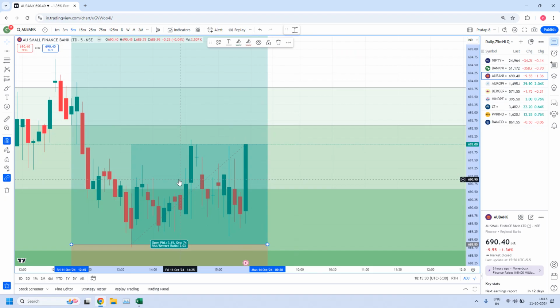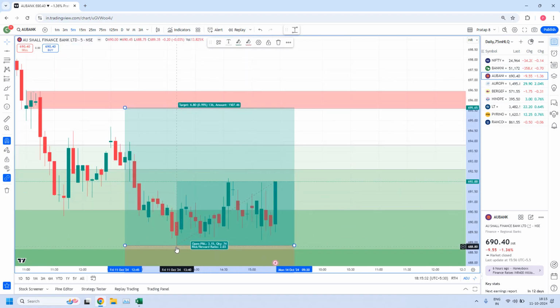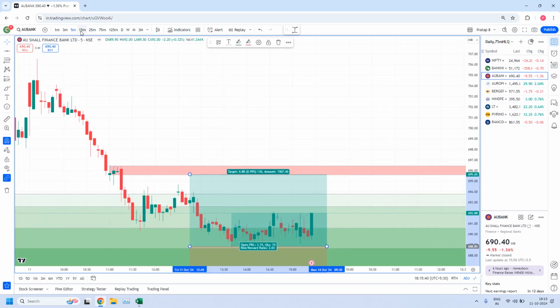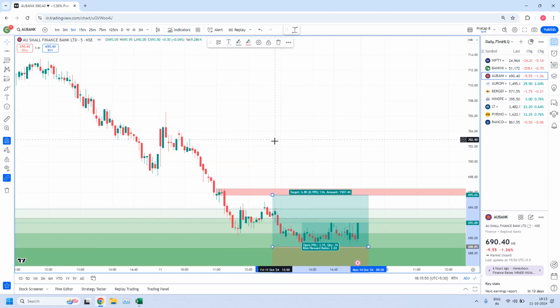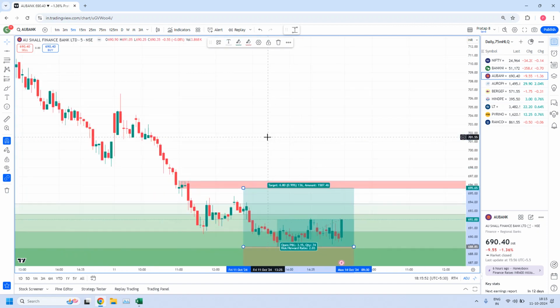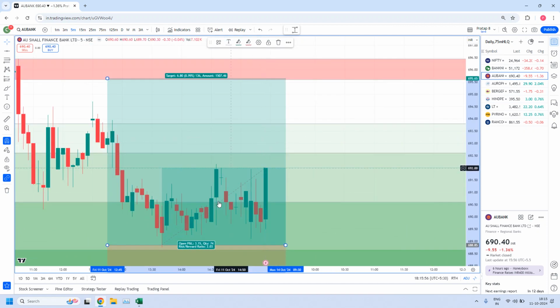You got only 1:2 RR. With this small entry buffer, your trade would have been executed, but you are still getting only 1:2 RR, up to the 15-minute zone. You have a drop base drop. Here we have a technique to reduce the risk, and we can get better RR, 1:3 RR.